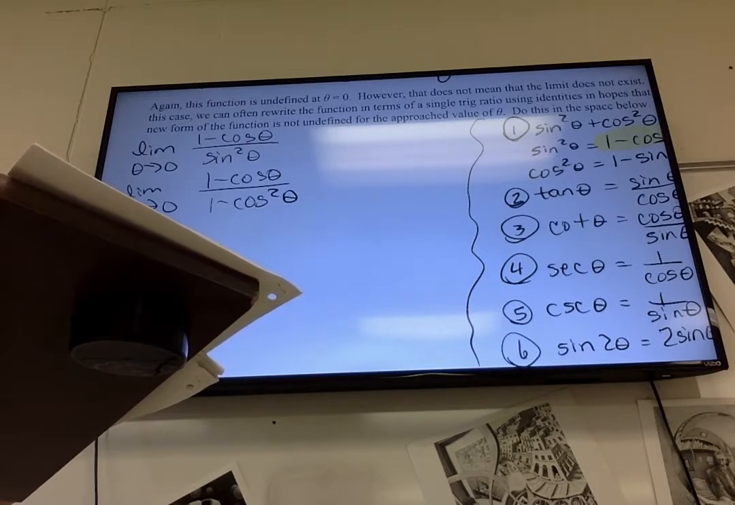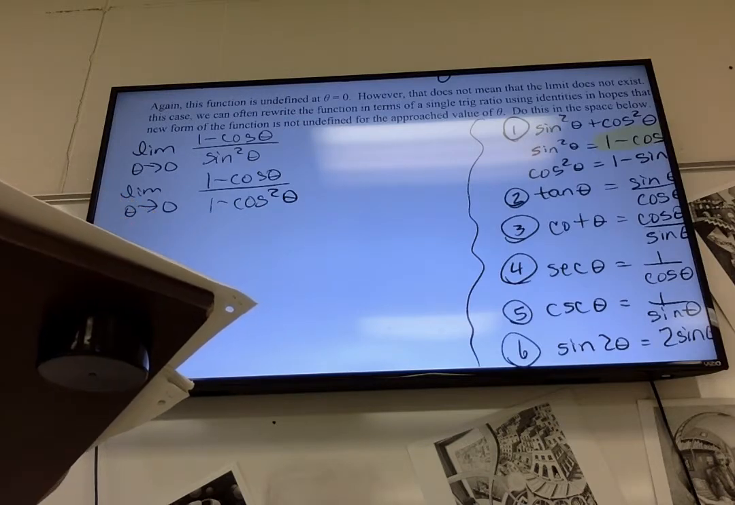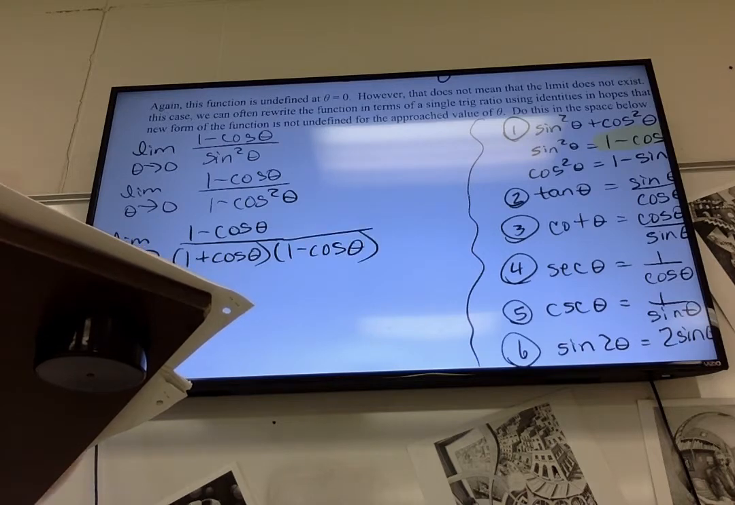Pretend it isn't cosine squared. Pretend it's x. But if it was 1 minus x squared, what could we do? Factor. So by factoring, think of it, it's a difference of 2 squares. 1 minus x squared, that'd be 1 plus x and 1 minus x. So here it'd be 1 plus cosine theta and 1 minus cosine theta. Now, what happens? Yeah, the 1 minus cosine thetas cancel.